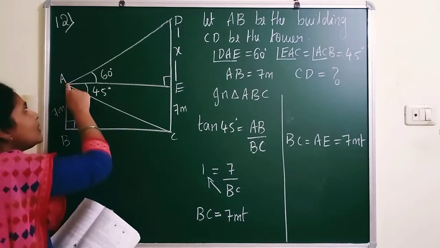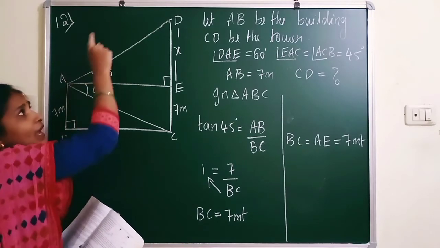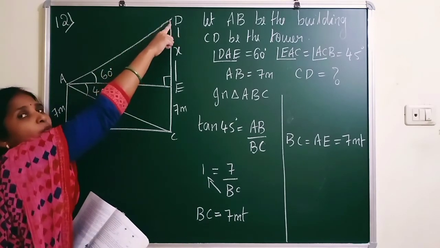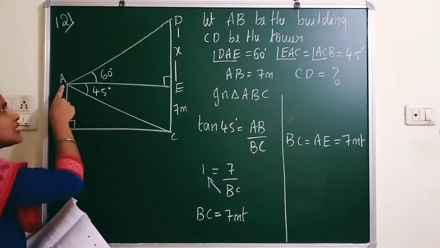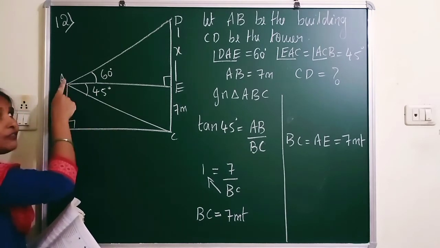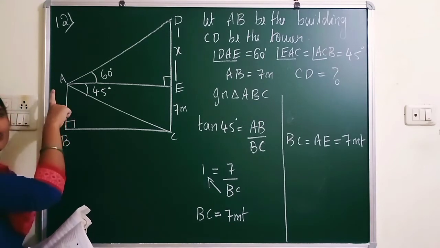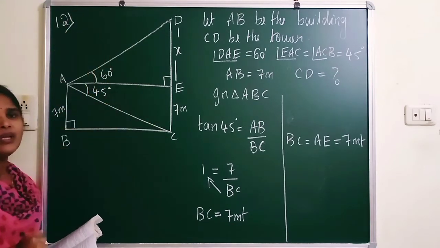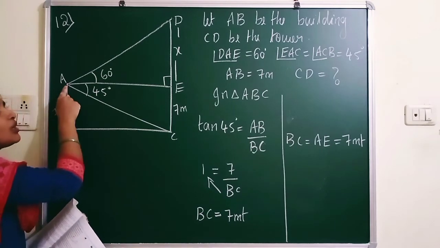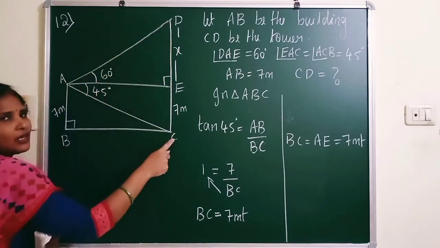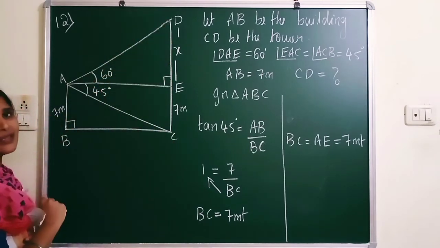So from the top of the building, the angle of elevation of the top of the tower means whenever you stand on the top of the building and look up at the tower, it is understood that the building height will be small and the tower height will be large. So from here you are observing the top of the tower, that is, the angle of elevation is 60 degrees.